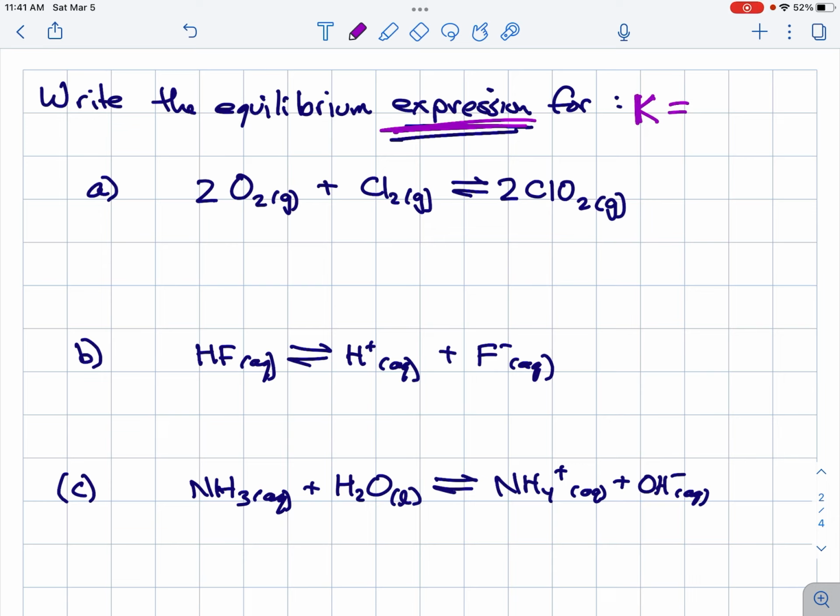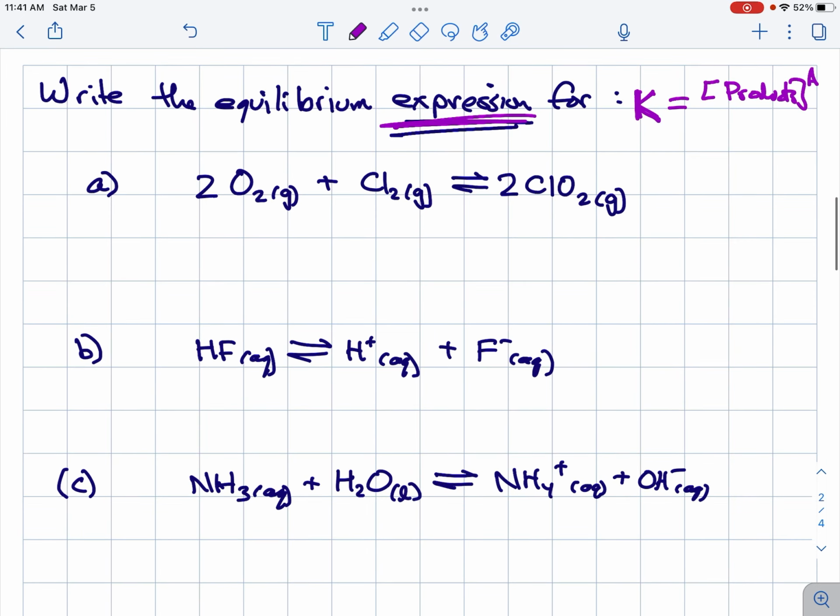The K value is always going to be equal to the concentration of the products raised to the power of their coefficients, and those can be 1, 2, 3, 4, 5, whatever, over the concentration of the reactants raised to their coefficients. Okay, so it's always products over reactants, and that's going to be important. We're going to say that a lot over the next few weeks. So products over reactants raised to their coefficients.